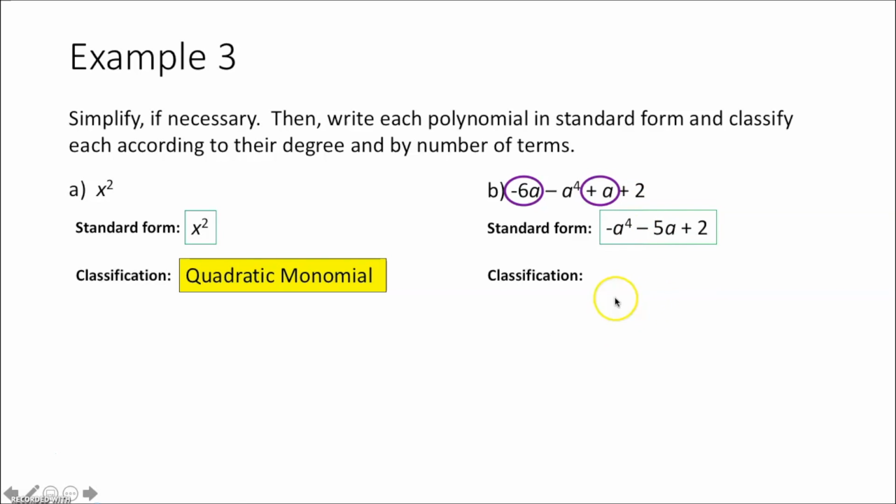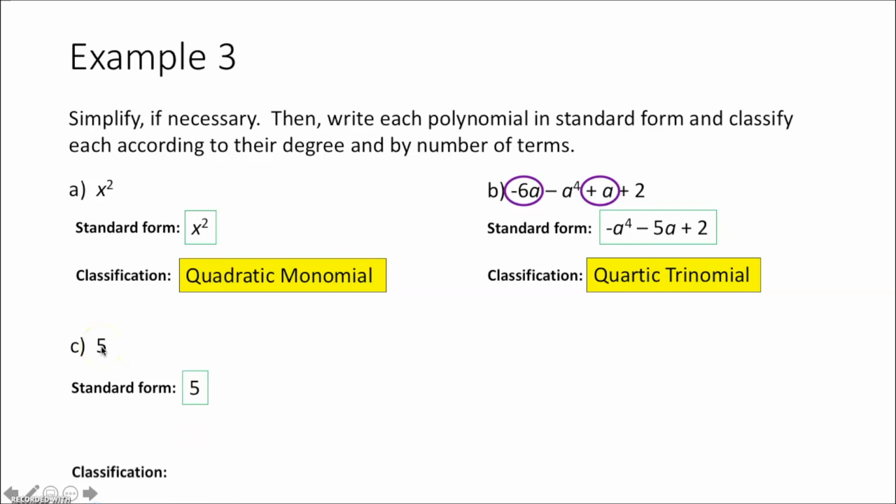Now the question is, how do we classify this? Well, it's by degree and number of terms. So degree would be 4. So it's a quartic. And then how many terms? 1, 2, 3. So it's a quartic trinomial. Next, we have 5. That doesn't need any simplification or standard form. It's just 5. So how do we classify this? Well, it's just a number. It's a constant. There is no number of terms. There is no degree. The degree is 0. So we just say it's a constant.